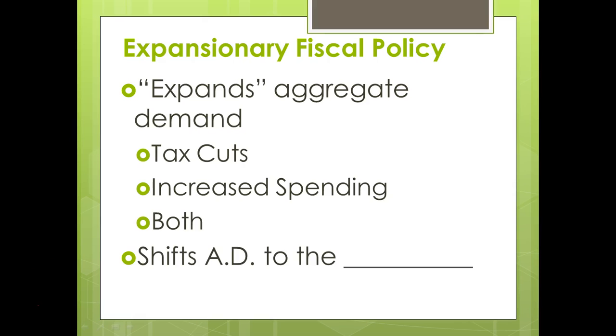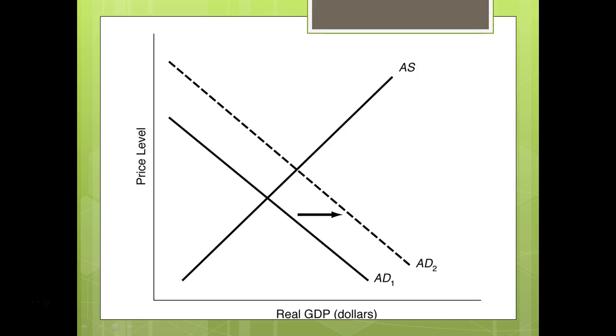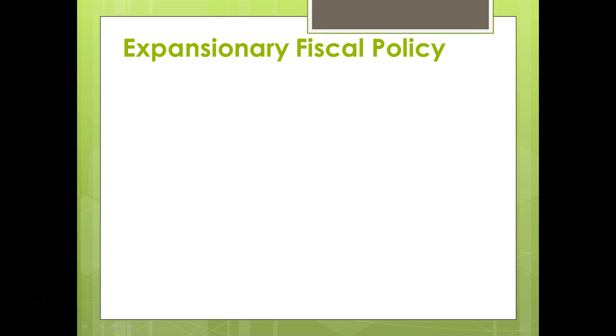So expansionary fiscal policy shifts aggregate demand to the right. It increases spending in the economy at every price. So this is what it would look like. Aggregate demand would shift to the right. Price is on the vertical axis, quantity is on the horizontal axis, and that's in GDP, which just means how much stuff is being bought. And aggregate supply is graphed there also.